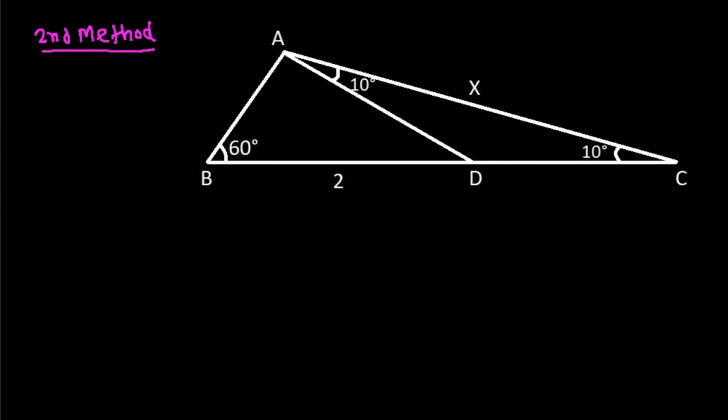And the second method. This angle will be 180 degrees minus 10 degrees minus 10 degrees, that will be 160 degrees. So this angle will be 180 degrees minus 160 degrees, that will be 20 degrees, and this angle will be 180 degrees minus 60 degrees minus 20 degrees, that will be 100 degrees.